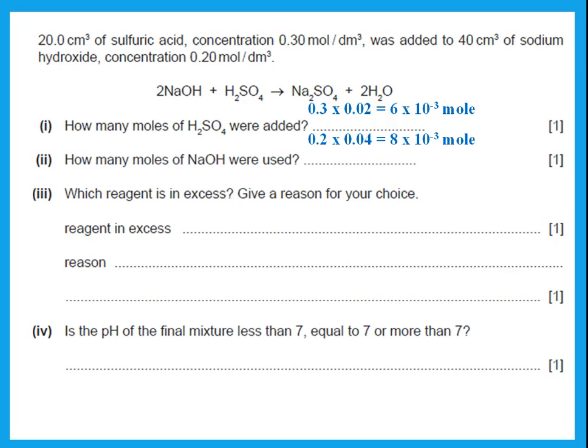Now I look at the equation. What is the number of moles of sodium hydroxide compared to the sulfuric acid? The equation says that this number of moles of sodium hydroxide should be twice the sulfuric acid. Now, is the sodium hydroxide twice the sulfuric acid or less or more? Obviously, it is less. So the one that is in excess is the sulfuric acid. Do we understand that?